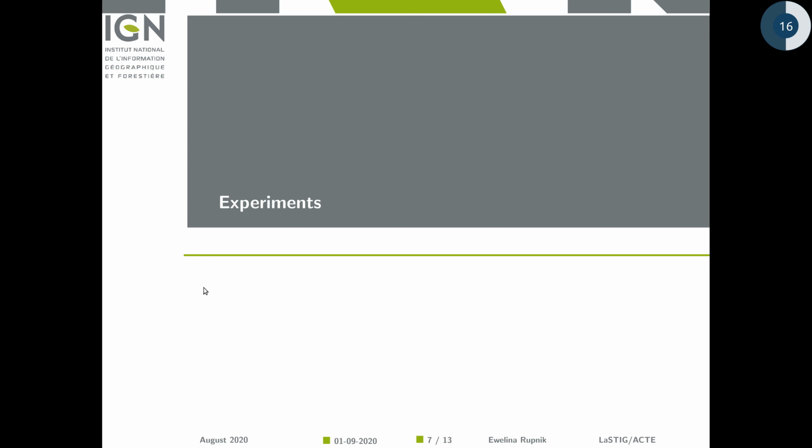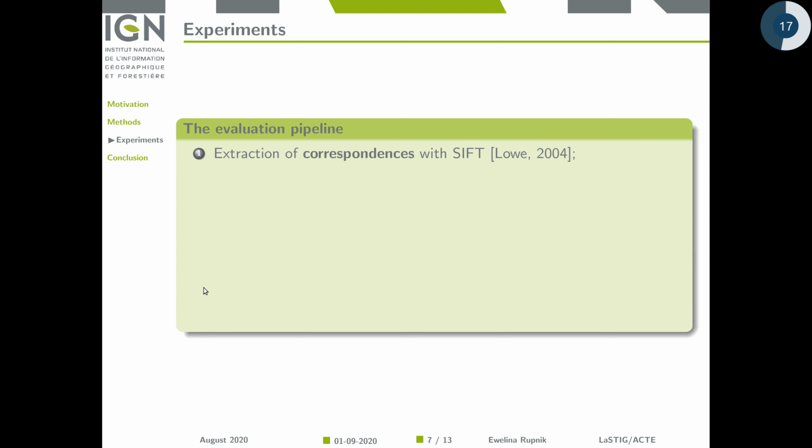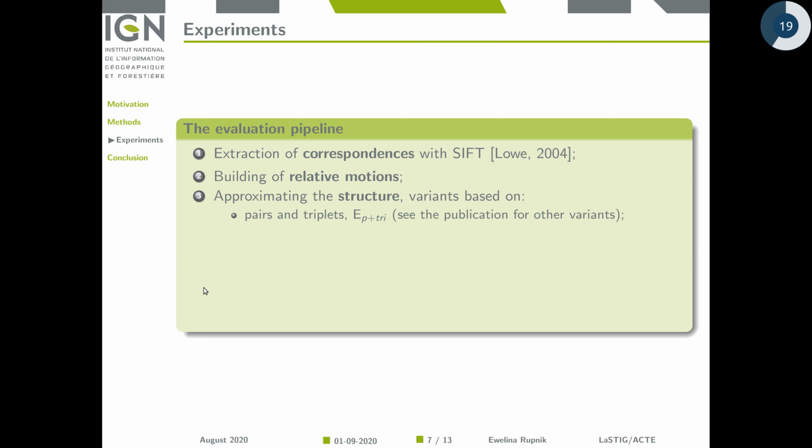Let's move on to the experiments. To evaluate the algorithm, we use the following pipeline. We first extract the image correspondences with SIFT. We then build the relative motions. We approximate the structure using pairs and triplets.